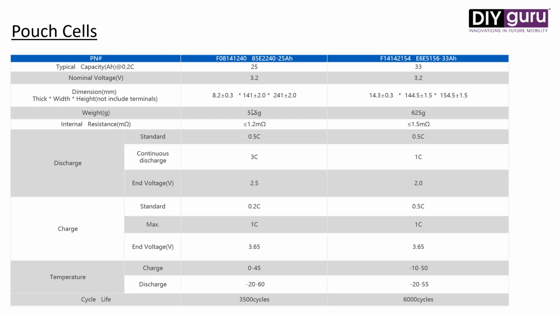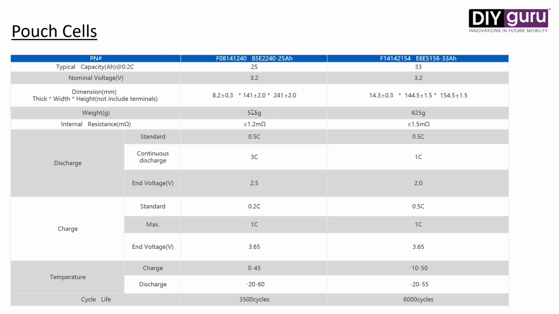Typical capacity is 25 or 33 Ah at 0.2 C, and nominal voltage is 3.2 volt. Dimensions could vary depending upon the size of the battery, so as the weight, and internal resistance would also vary according to the capacity.